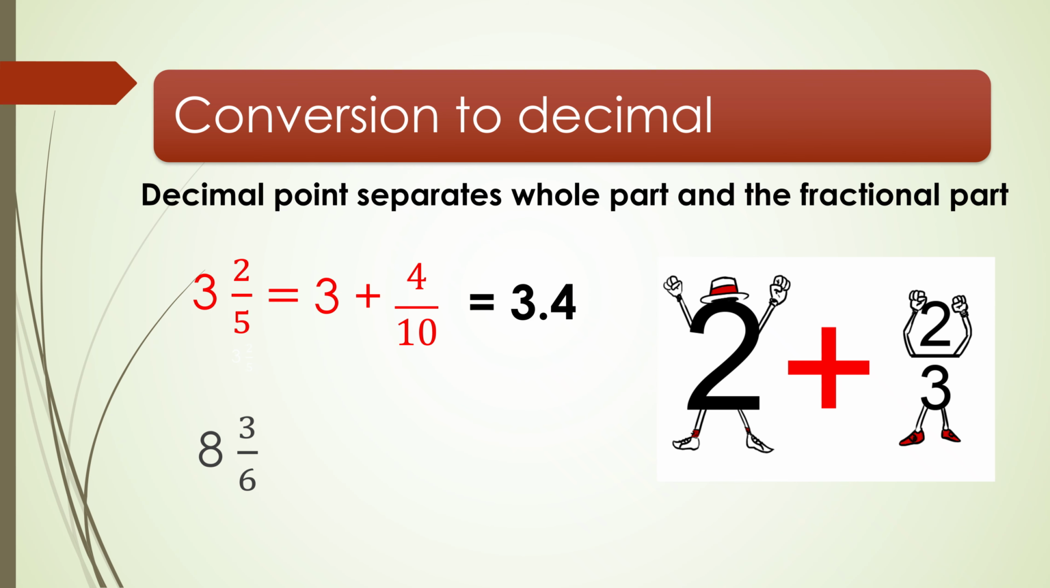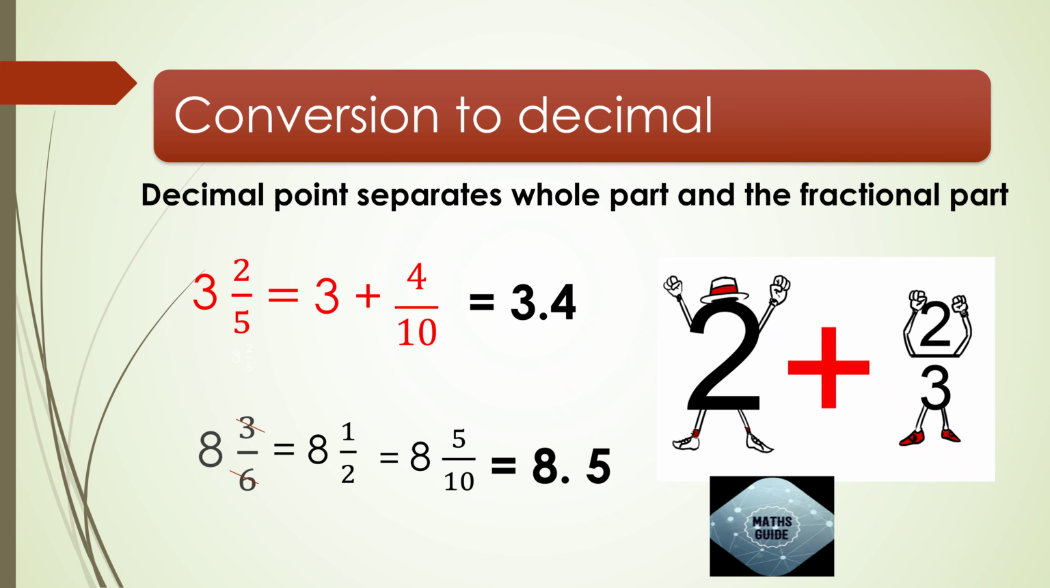Another example is 8 whole 3 sixths. As 10, 100, 1000 are not multiples of 6, but don't worry, we will simplify the fraction first, and now the new fraction is 8 whole 1 by 2. Now we will multiply 2 by 5 to get a denominator 10, and we get 8 whole 5 by 10. Now we can easily put the decimal before 5 to get the answer, that is 8.5. Actually, the decimal separates the whole part from the fractional part. This is how we can put the decimal.